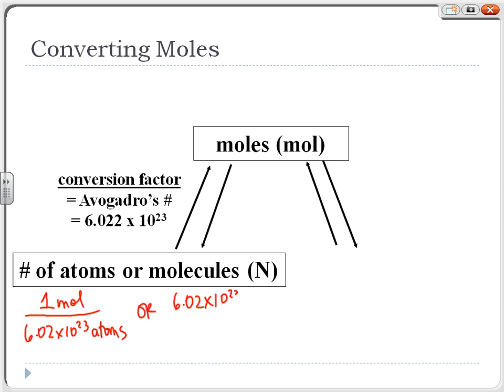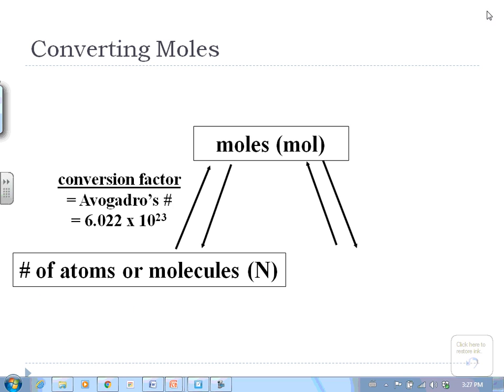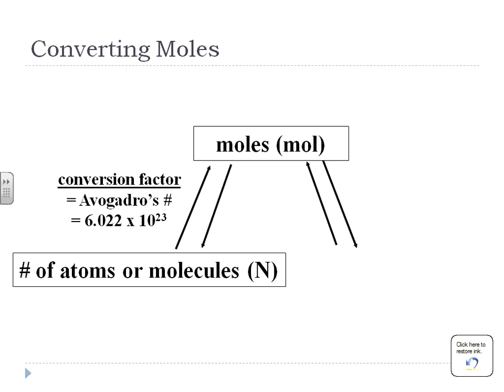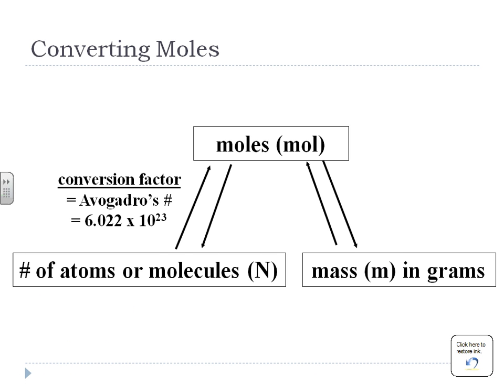Or the other way I can write it that equally makes sense: if I have 6.02 times 10 to the 23 atoms or molecules, I also know that I have 1 mole. Because those two quantities are equal, I just have different units, I'm allowed to pick one or the other. So I can flip them. I have to pick the one that's going to cancel out the units that I want to get rid of and keep the units that I want to keep. So that's our conversion factor, going from number of atoms or molecules to moles, or vice versa.